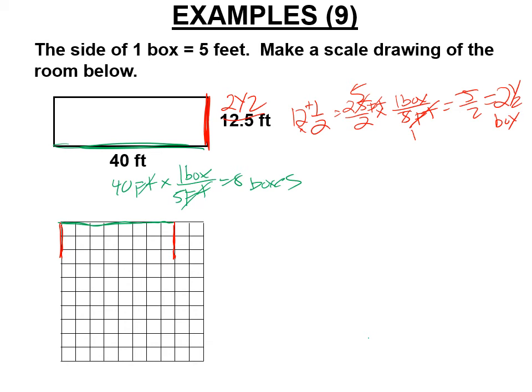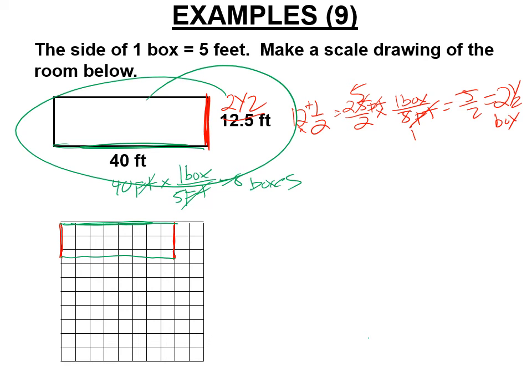Well, I should have used a straight edge because Mr. Ben can't draw a straight line. Okay, so there it is. And there's our scale drawing of this, using the scale of 1 box equals 5 feet. So when you draw these, you have to pay attention to what scale you are asked for. And so we should have 2.5 boxes by 8 boxes.